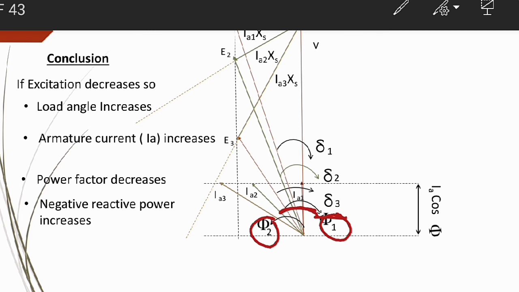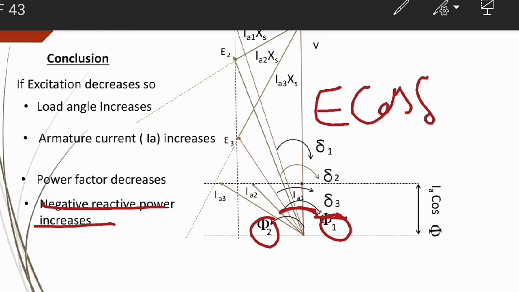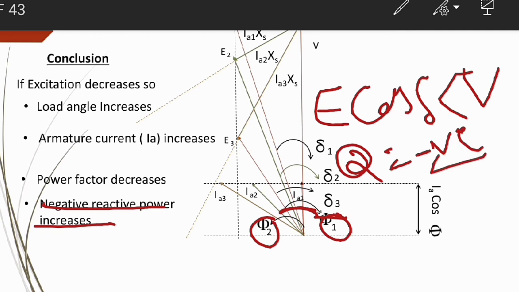When we decrease the excitation, the power factor will also decrease, and negative reactive power increases. We discussed earlier how the negative reactive power increases, because E cos delta will be negative, or you can say smaller than V, the terminal voltage. In that case we will get a negative reactive power, so this negative reactive power will increase when we decrease the excitation more.